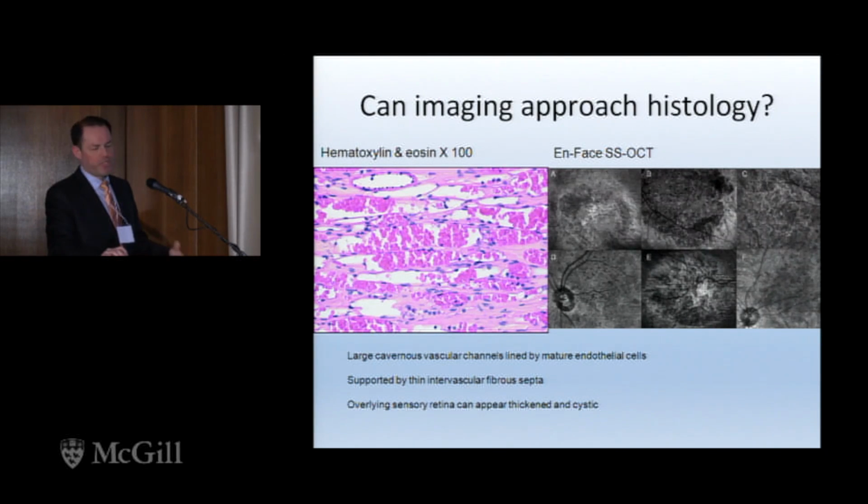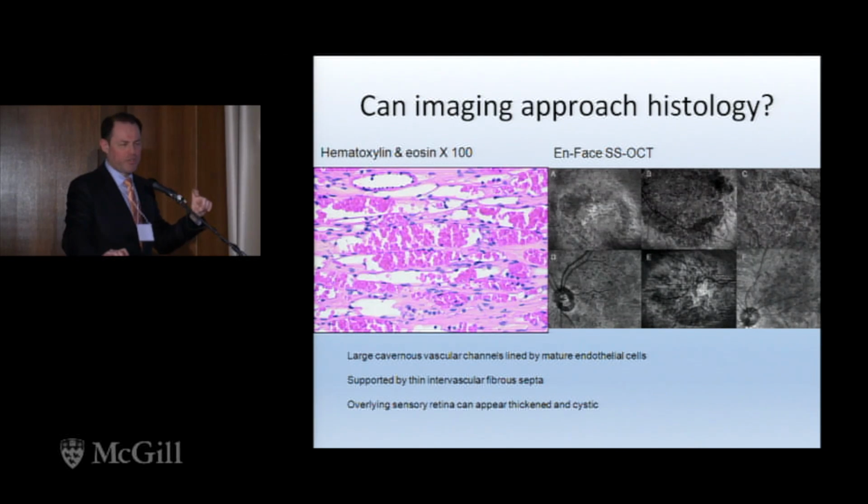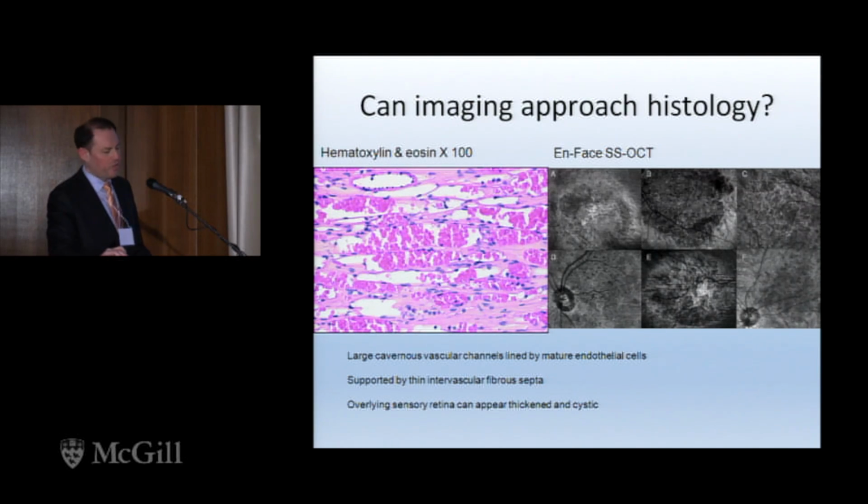And the question, like we saw earlier, about the cross-sectional OCT maybe not mimicking, but representing the histology, we also see with en-face imaging. If you look at this choroidal hemangioma on H&E stain, we're hoping that one day we'll see that as we get better and better resolution with en-face swept source. So we see these large cavernous vascular channels and the thin intervascular fibrous septa. All of this in vivo, no biopsy required.